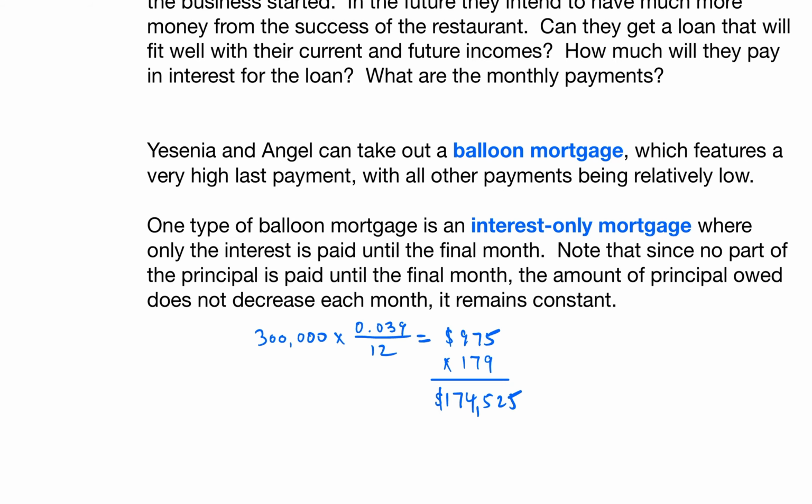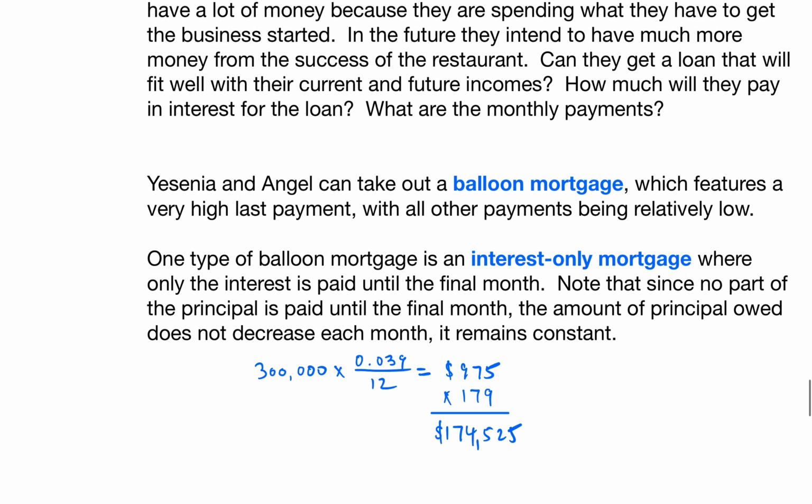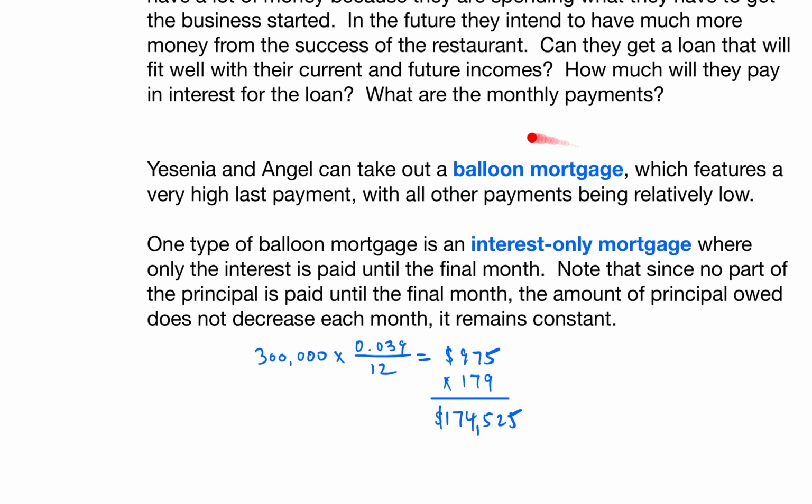So that, I believe, answers all of the questions. Can they get a loan that will fit well with their current and future income? The answer is yes. It's called a balloon mortgage. How much will they pay in interest for the loan? That's going to be $174,525. And the monthly payments are going to be $975 for 179 months. And then the last month, they're going to have to pay the $300,000.